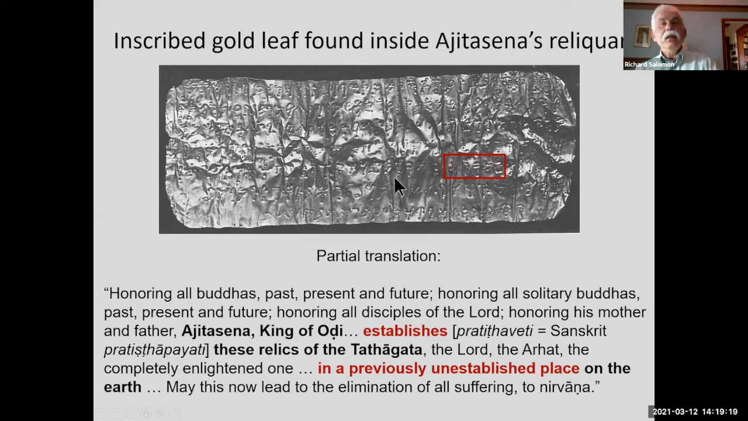And this is a partial translation, couldn't fit the whole translation on one slide, but this is meant to just give you a general idea of the contents. And the key word, which I've actually circled here for people who might be interested and have very good eyes, this is the word in the text, it's Pratitaveti in the Gandhari text, which corresponds in Sanskrit to Pratishtapayati, which is always translated as establishes.